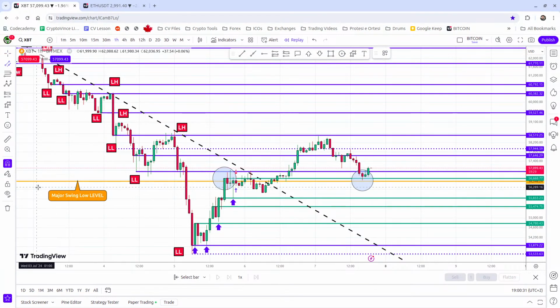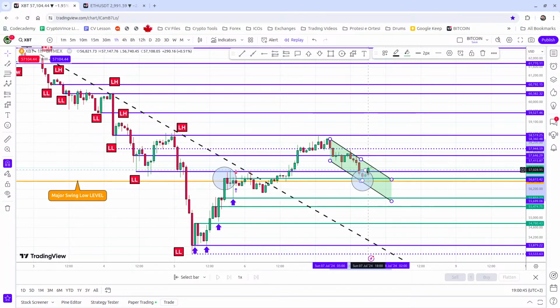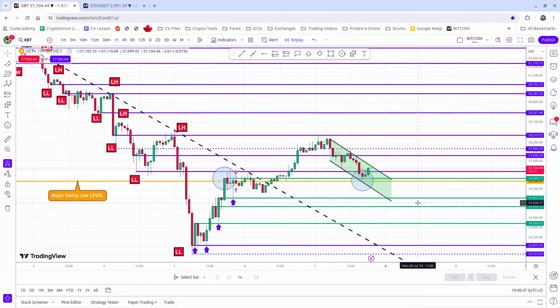Let's see. I don't know if it's a channel or not. But it's kind of making a bull flag, a small bull flag, which couldn't be bad for the price. I mean, a retracement doesn't mean we're dying here. We're still above the high. We're still above the major swing level.